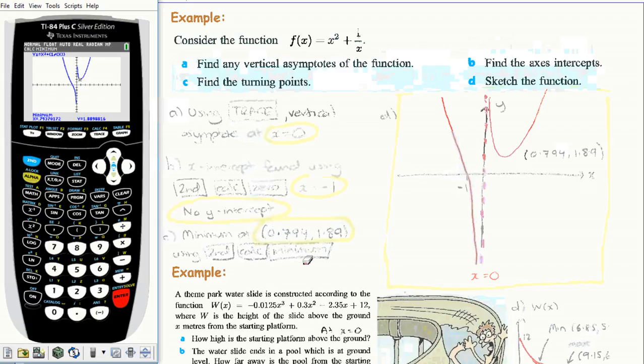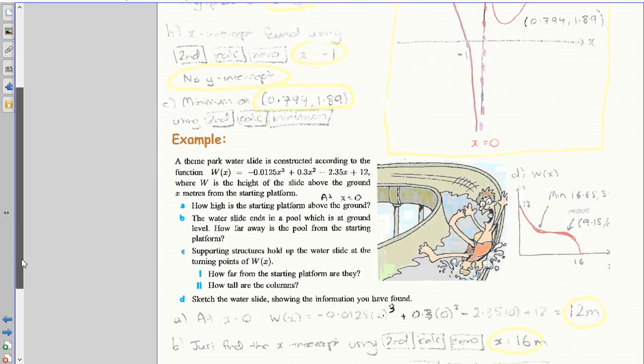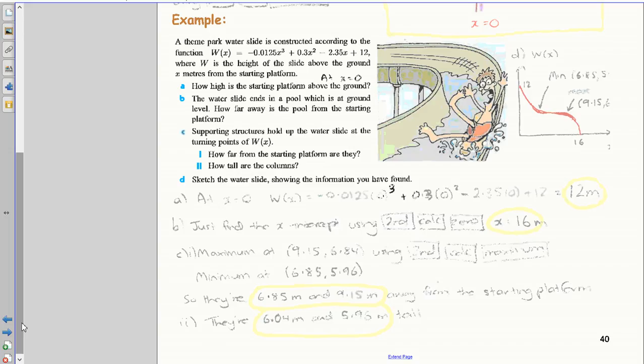It's good to write this down because you don't have to go back and watch the video again to remember how to do this. You can look at your written notes. Here's an example, trying to make it a bit more real-worldy.